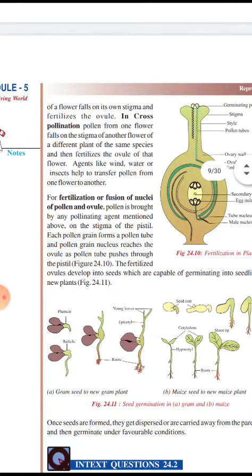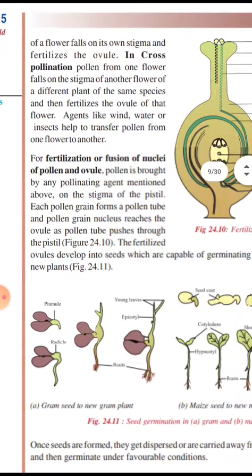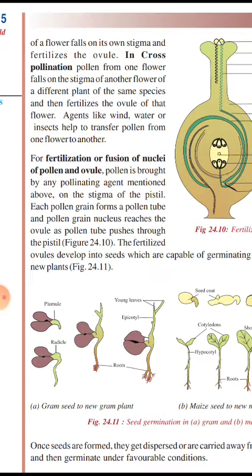And there is something called cross pollination. It is when pollen from one flower falls on the stigma of another flower of a different plant of the same species. So there are plants of the same species, but they are different plants. Pollen from one flower, the male part, falls on the stigma of another flower of a different plant, and then this fertilizes the ovule of the flower. This is called cross pollination.